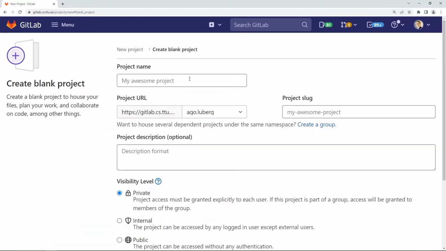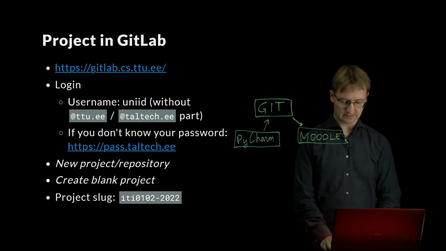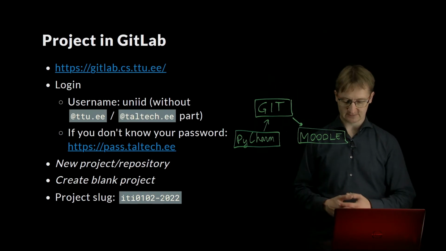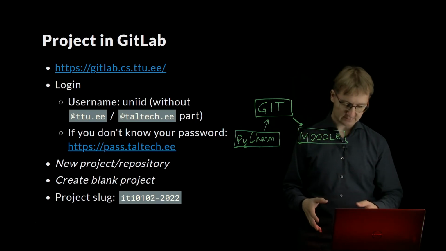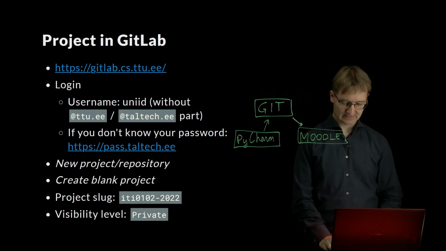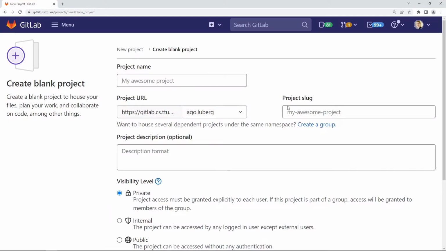So, and here we have to fill in some fields. The most important is the project slug, which has to be the course code, 0102 minus 2022. So basically it's a code for this course minus the year. And the visibility level should be private. I can actually write the project slug here, but if I write the project name like this, the slug is filled automatically.